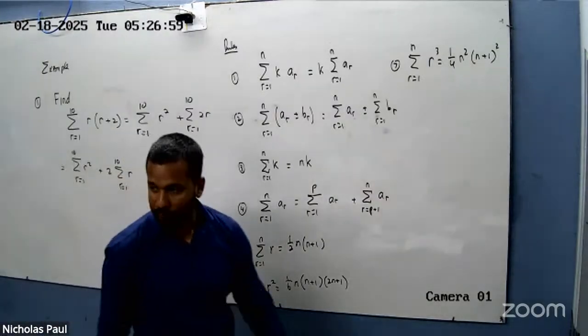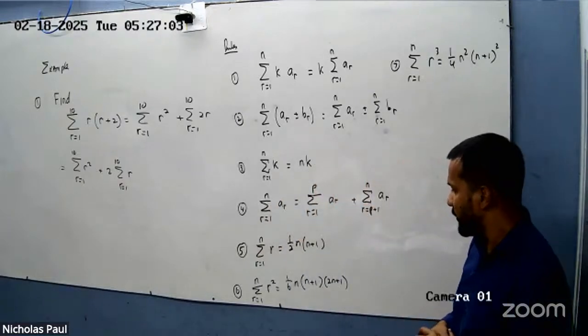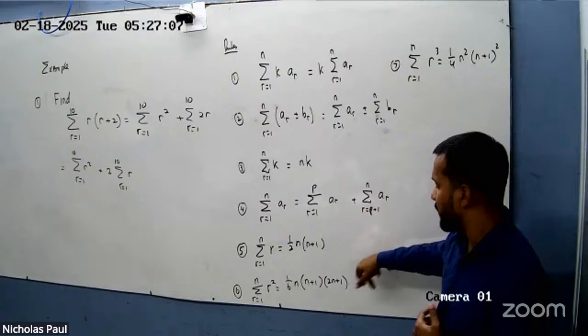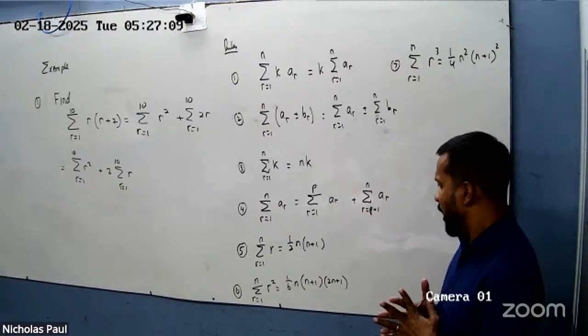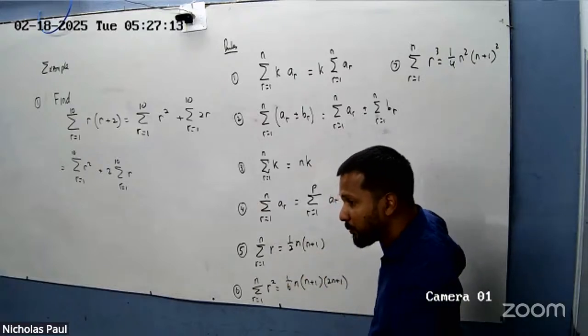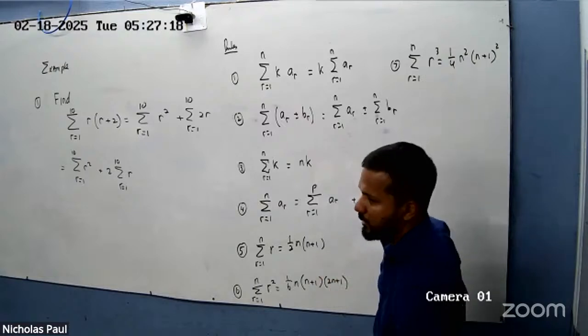Come over again. What's that? You could use the formula with factorial, the summation of r squared.